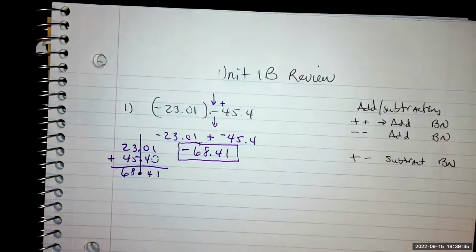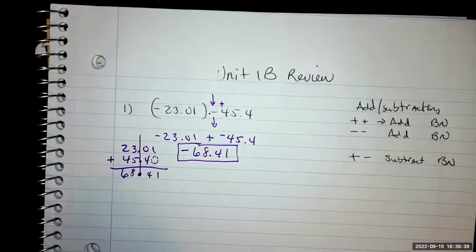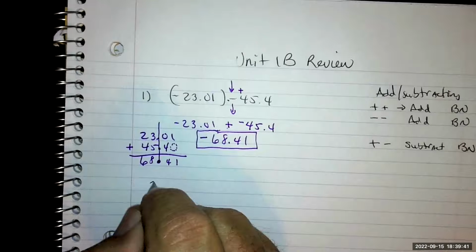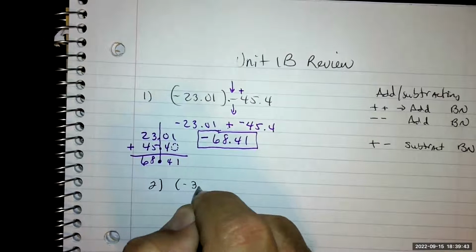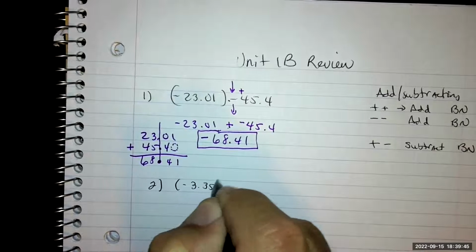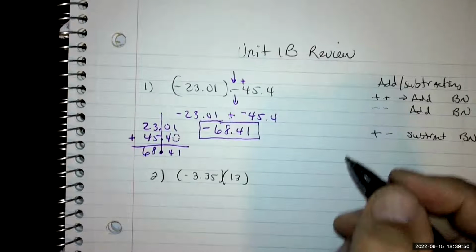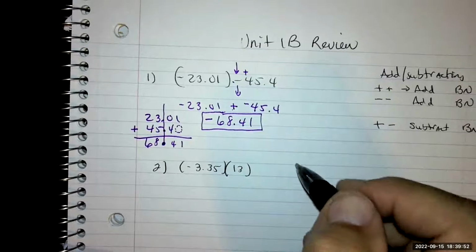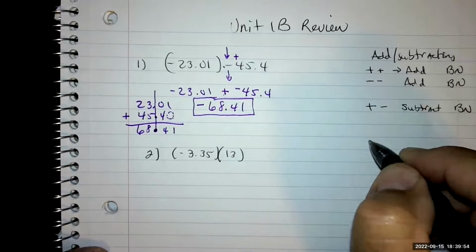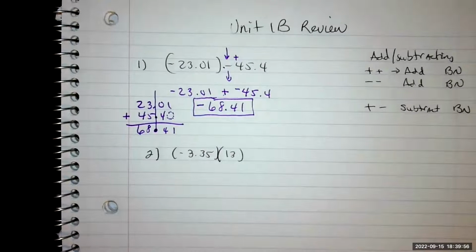All right, so let's do number 2. If you look at it, this is something you kind of have to know: when you see a parentheses next to another parentheses like you see here, this means multiply. Two parentheses side by side means multiply. The multiplying and dividing rule is a little different. Let's do this in a different color.